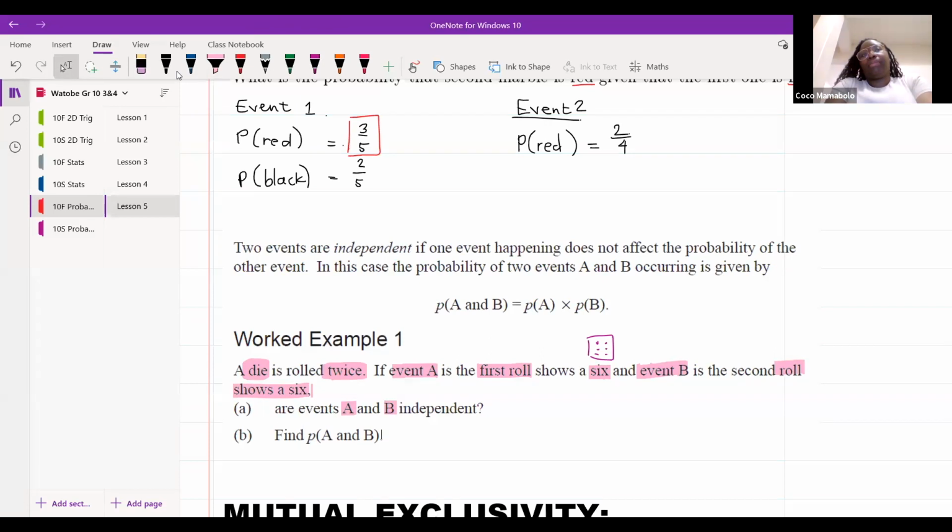Ma'am, I had a network problem, ma'am. Can you please rephrase the dependent and independent? Okay, so we are rolling a dice, right? The first time I roll my dice, I get a 6. And then I roll my dice again and I get a 6. Are these two events independent or dependent? Okay. Are you not sure?